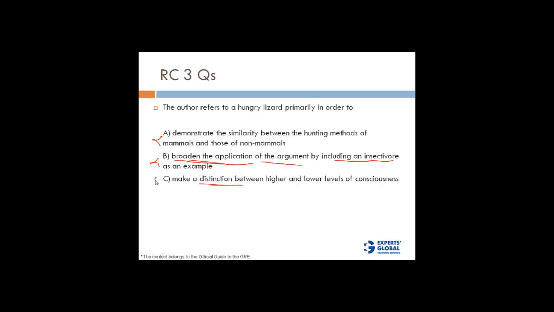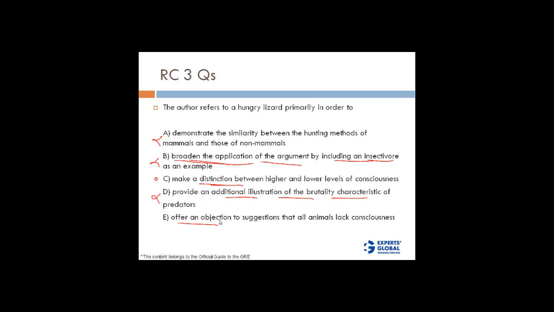Okay, let's just keep this for a while. Provide an additional illustration of brutality characteristic of predators. No, we are not using that as an example of brutality. And fifth, offer an objection to suggestions that all animals lack consciousness. No, we are not talking about that. So this is not correct. The correct answer here is C. Make a distinction between higher and lower levels of consciousness.